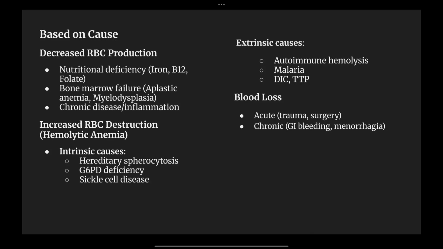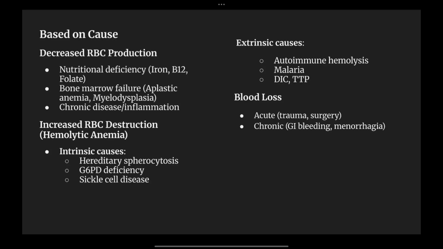TTP is thrombotic thrombocytopenic purpura, which you will be learning in pathology. Now just know that it is a type of rare life-threatening disorder, which is formation of again clots inside the body due to deficiency of some enzyme. We'll be learning that in pathology.